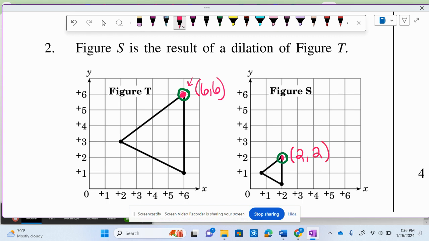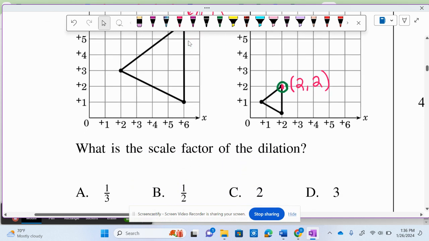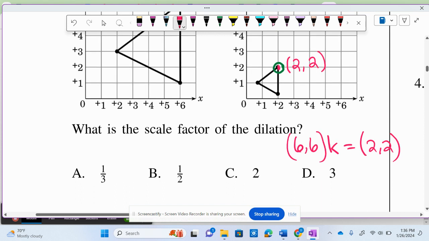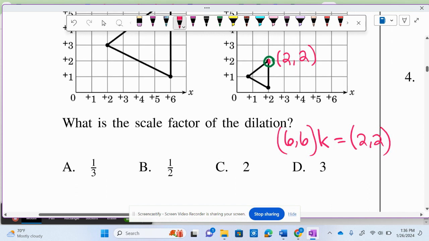Okay, so here's how you need to think about this. You need to say to yourself, what did I do to this 6, 6? What did I multiply it by to make it equal to 2? You did not multiply it by 3. If it was multiplied by 3, it would be 18. Yes, you multiplied by a third. Okay? Does everyone see how we did that?